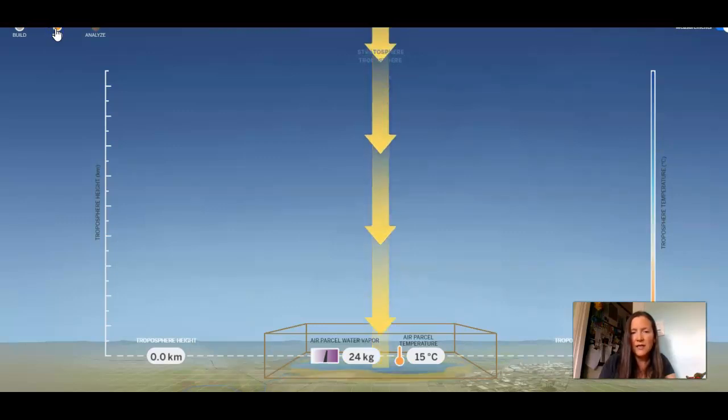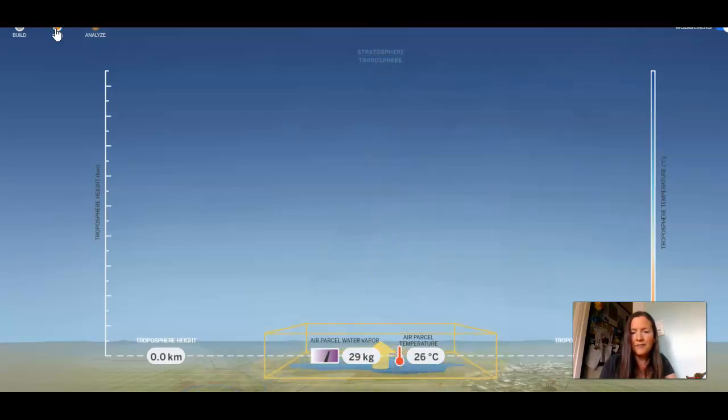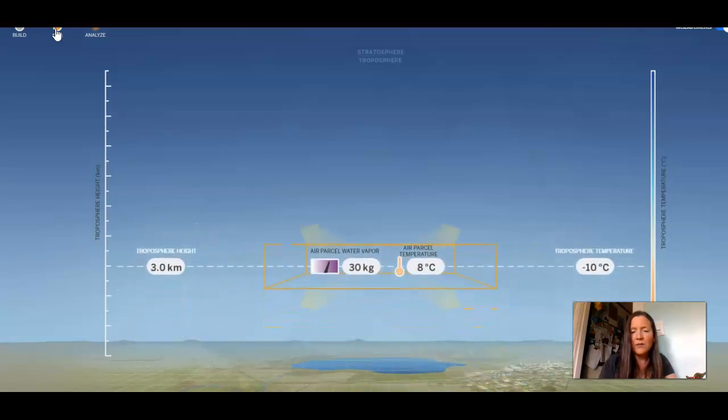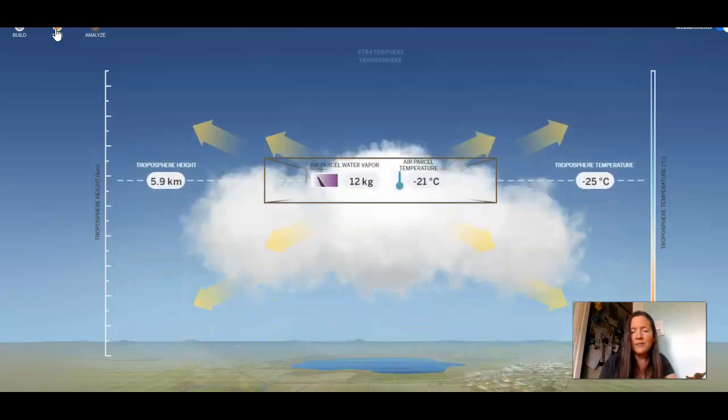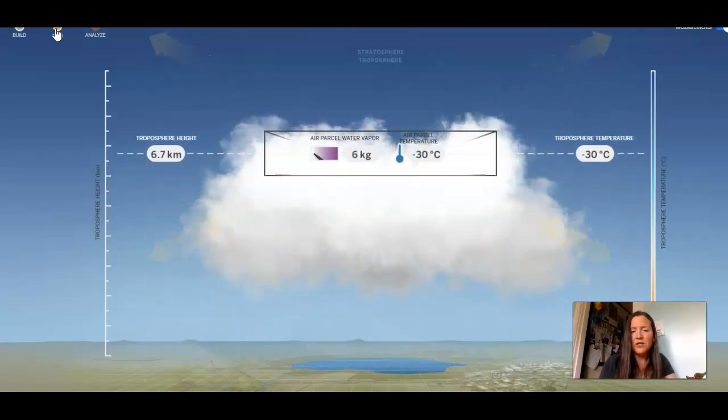I see our sunlight coming down, and it's increasing the temperature in the air parcel. All right, I see that we're absorbing some water vapor into the air parcel through evaporation. I see we have a temperature change as it's rising and energy is going out. And I see some rain. I see that our troposphere height is at 6.7. Okay. So let's do some analyzing.